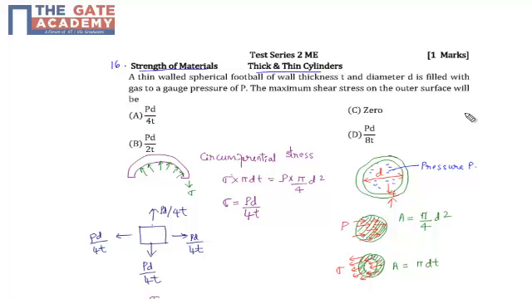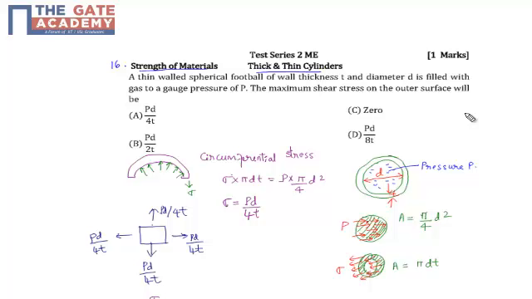Option A PD by 4T, option B PD by 2T, option C 0 and option D PD by 8T. So we'll consider a spherical football of diameter D and thickness T filled with a gas of gauge pressure P.